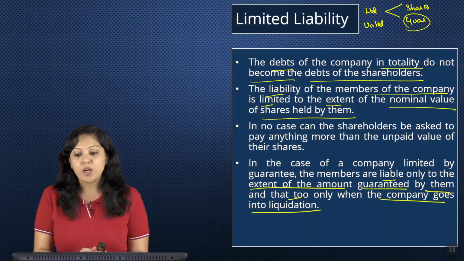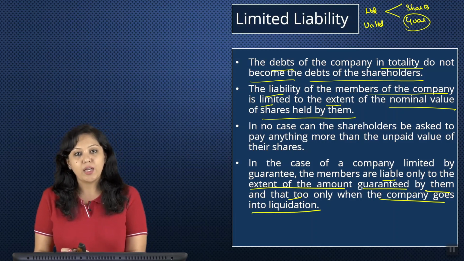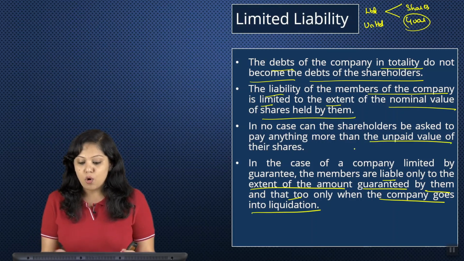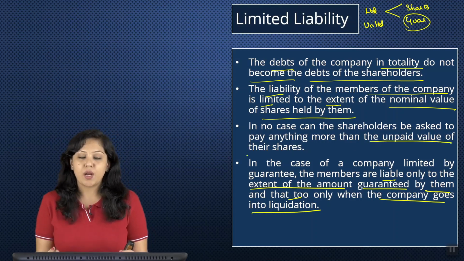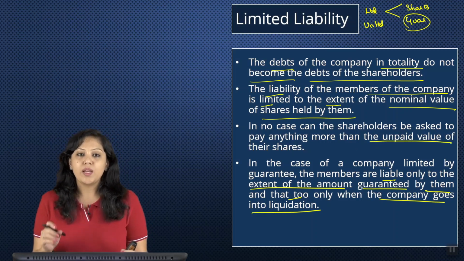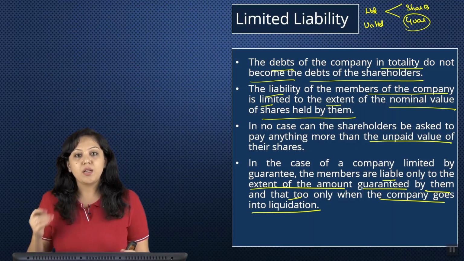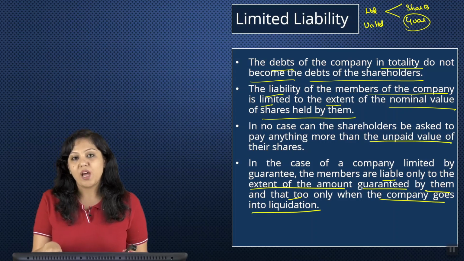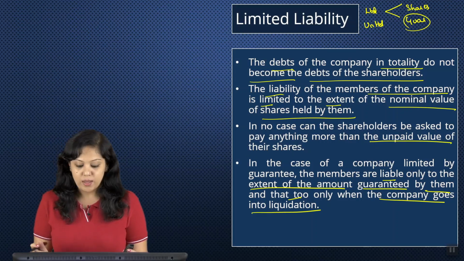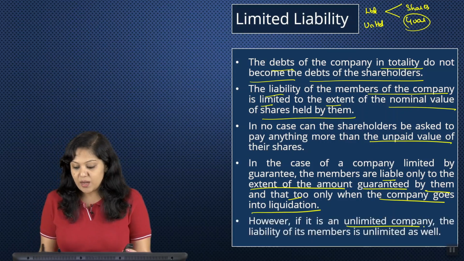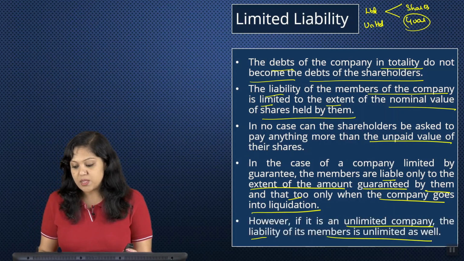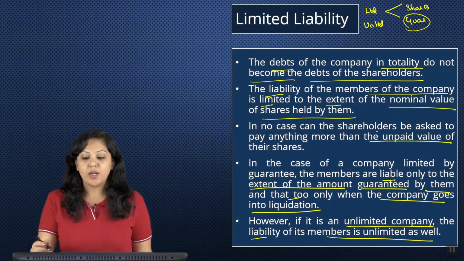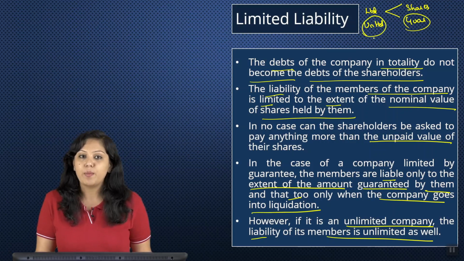So whether it is limited by shares or limited by guarantee, no member can be forced to pay anything more than the shares that they have subscribed, only if there is any unpaid value. Let's say 3 calls are made, the remaining calls are pending. Only to that amount the shareholders will be liable and not anything more than that. If it's an unlimited company, the liability of members is unlimited as well. As I said, companies based on liability will also include unlimited liability company.